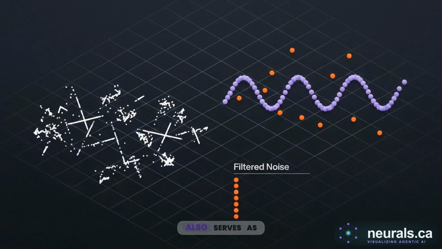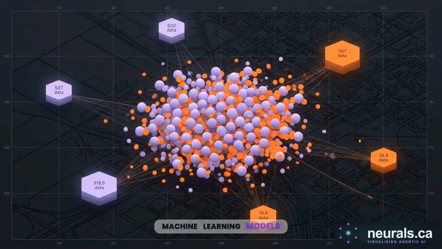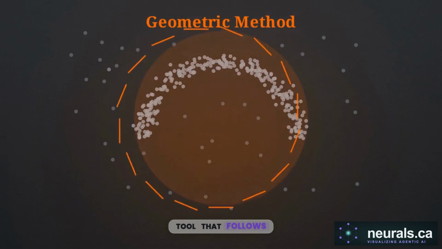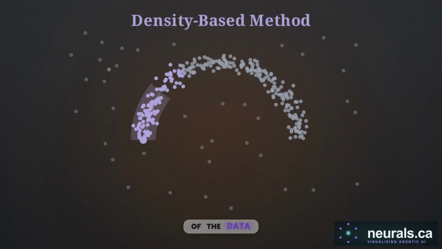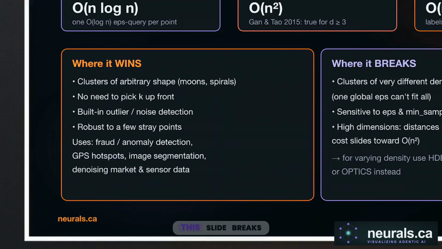It also serves as a necessary frontline filter. When processing raw, chaotic inputs from physical sensors, a density check drops erroneous, standalone data spikes before they corrupt downstream machine learning models. Physical spaces and sensor outputs yield messy datasets. Processing them requires a tool that follows the actual concentration of the data rather than assuming it fits into neat geometric circles. This slide breaks down the operational advantages.